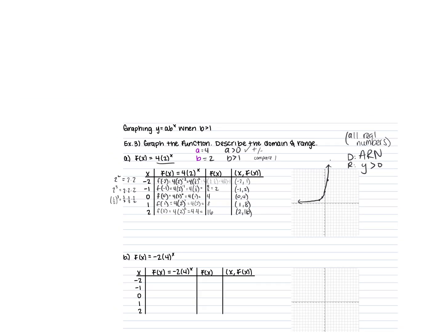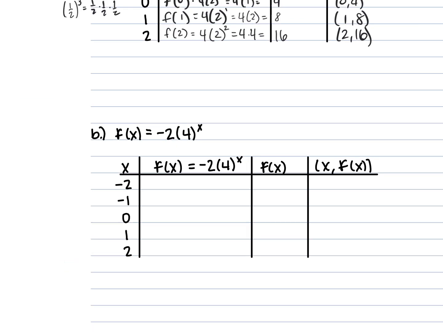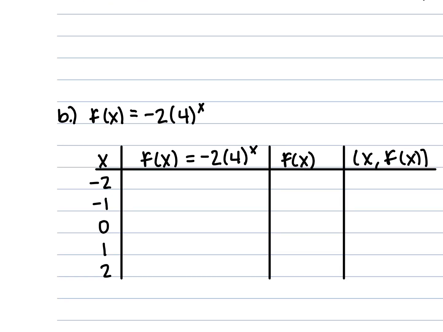Yes, Michael. Yes, you may. All right, let's do another one. Let's do this one, okay? Let's first identify our a value and our b value. What's a? -2. What's b? 4. All right. I need to know whether my a value was positive or negative. Was it bigger than 0 or less than 0? Less than 0. And my b value? Bigger than 1 or smaller than 1? Bigger than 1.